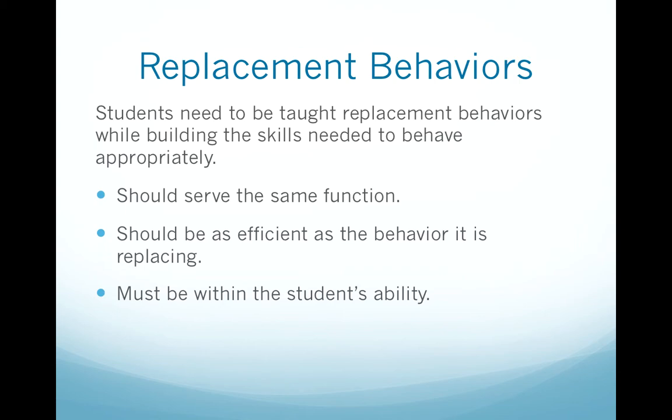So when you're teaching a replacement behavior, you want to serve the same function. It should be as efficient as the behavior it is replacing. So for example, if a student acts out when he's having a hard time with a problem and a teacher immediately gives the attention, it should be that immediate when you're teaching the replacement behavior, perhaps to raise his hand. And it must be within the student's ability. So you need to know that a student is able to do this replacement behavior and can do it over time.